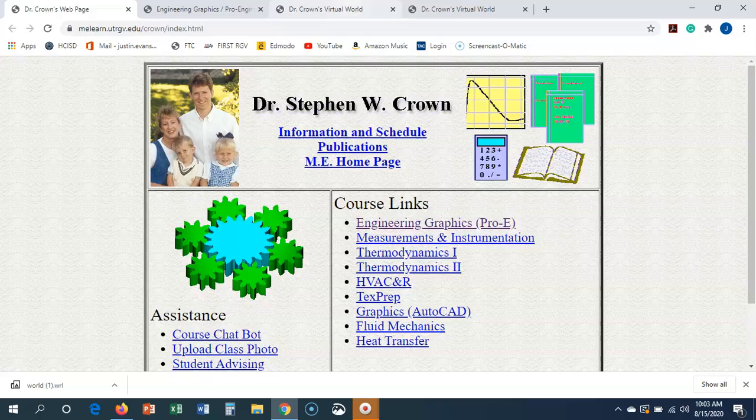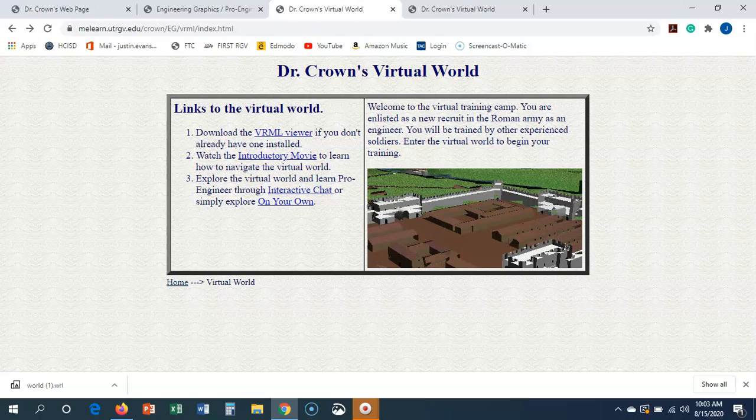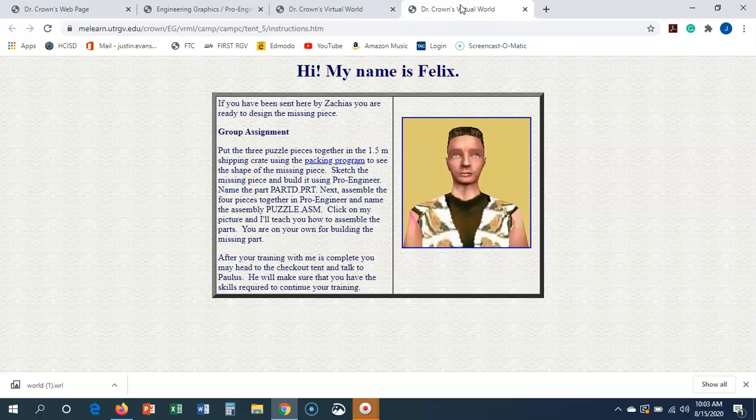Now the graphics look totally different because that's the way computers are, right? They would walk around this virtual world as a little video game avatar, and then they would come across different individuals in the Roman camp, and they would instruct them how to make a catapult using CAD software, computer-aided design. So they would make all these little pieces and then build it together.